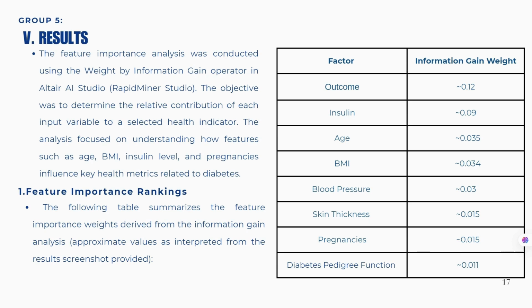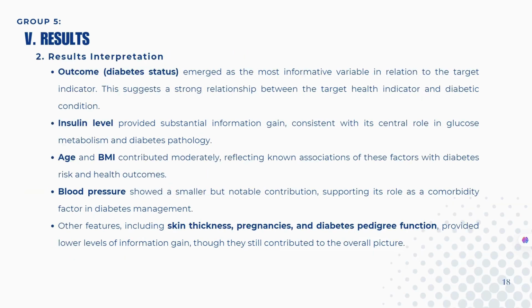The values themselves are not exact because we rounded and approximated them, so it's showing much clearer results. And we have some interpretation of our results, like Outcome emerges as the most informative variable in relation to the target indicator. So this suggests a really strong relationship between the target health indicator and diabetic conditions.